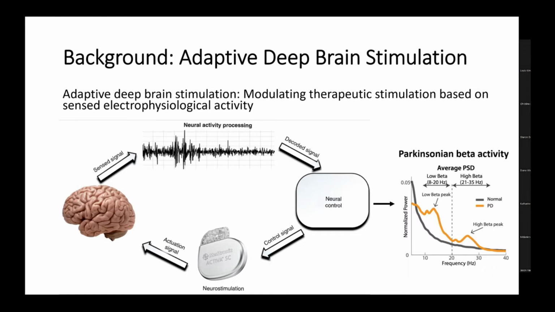One potential such biomarker for Parkinson's disease is beta band activity. So depending on the source that you cite, roughly between 8 or 12 to 30 hertz of activity within the basal ganglia has been associated with Parkinson's disease and is a potential biomarker for adaptive deep brain stimulation.